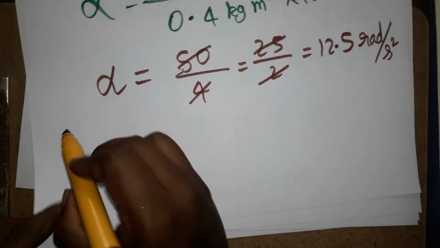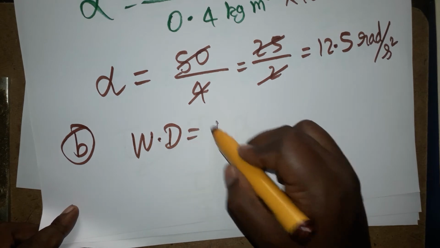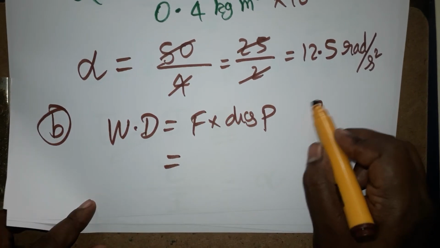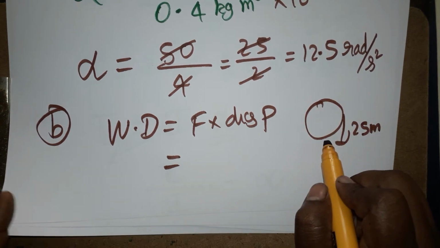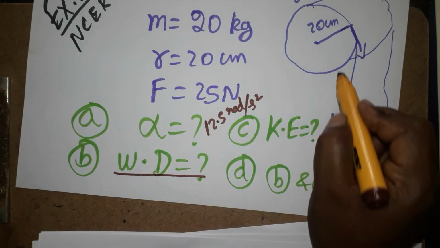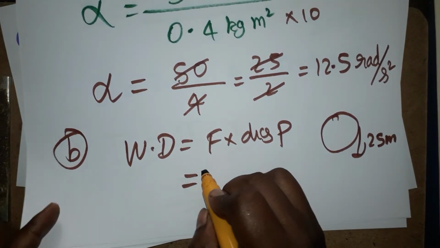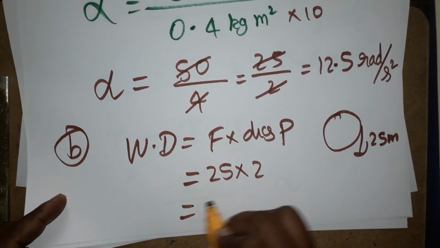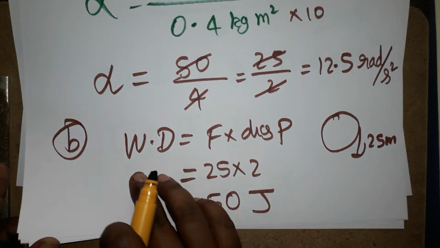Second question, they asked what is the work done. It's very simple. Work done is equal to force into displacement. How much force? Force applied is 25 Newton. The displacement of the paper roll is given as 2 meter. So 25 into 2, I'll get 50. It is work done. Work done is also energy. The unit will be joules.